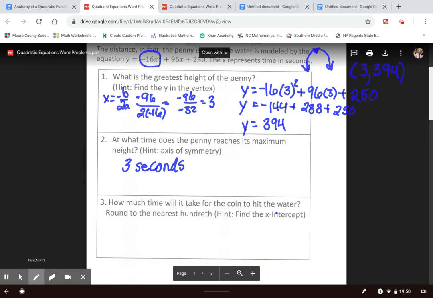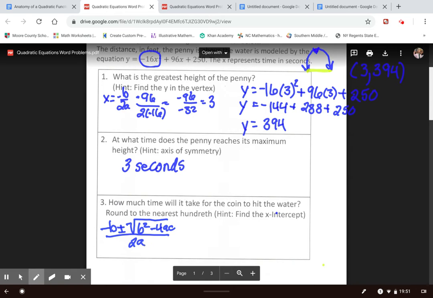Now the next part, number 3, says, how much time will it take for the coin to hit the water? It asks us to round to the nearest hundredth. So here's what we're looking for: the time to go from here to here. What we need to do is use our quadratic formula, which is negative b plus or minus the square root of b squared minus 4ac, all of that divided by 2a. That's what we're going to use to find my x-intercepts and find out that time from start to finish.